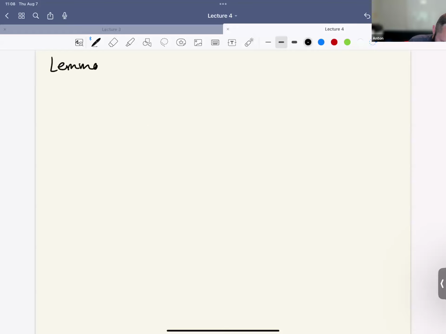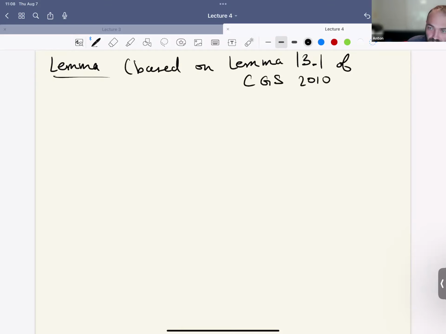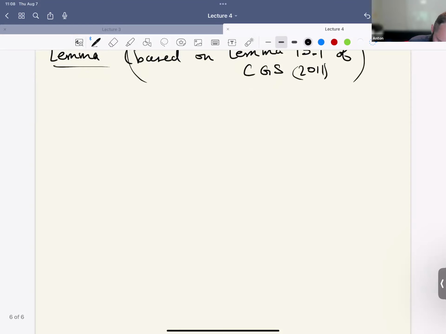Lemma. This is based on lemma 13.1 of the Chen, Goldstein, and Shao text. Oh, it's 2011, I guess not 2010. So we fix. This is an alternative representation for the second derivative.